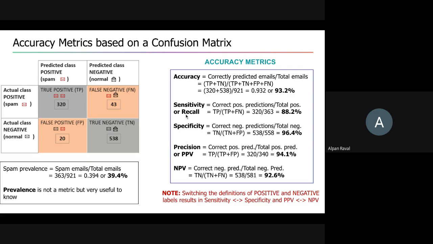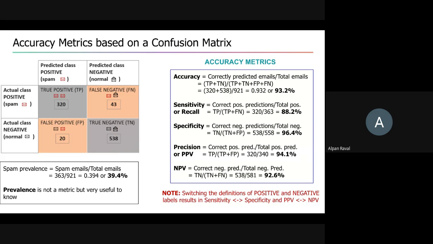Similarly, you can define specificity, which is similar to sensitivity, except that it works on the negatives. You take the total number of negatives, and of those, how many of them are correctly predicted? The total number of actual negatives is 20 plus 538, and the ones that are correctly predicted are just 538. So we divide 538 by 558, and that's 96.4%. Again, accuracy is the total proportion of correct predictions. Sensitivity is the proportion of positives that are correctly identified. Specificity is the proportion of negatives that are correctly identified.